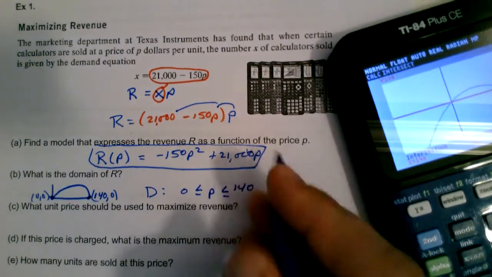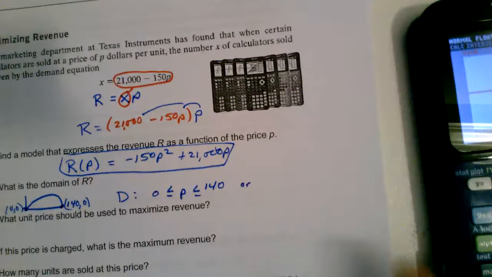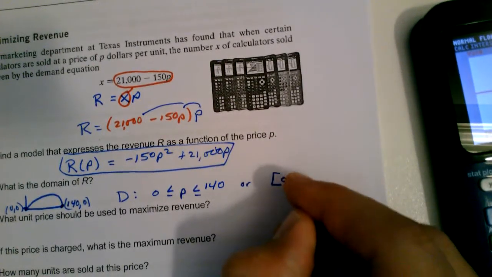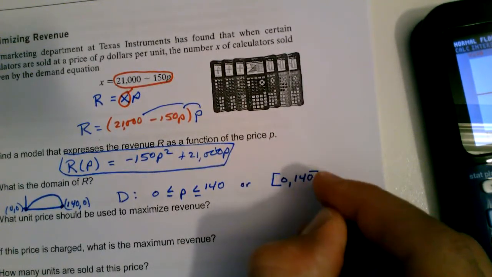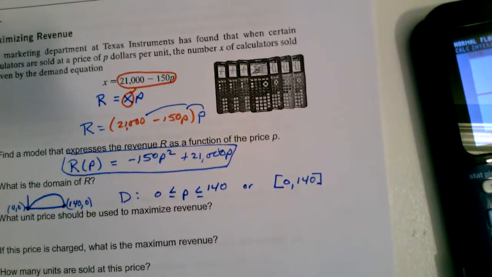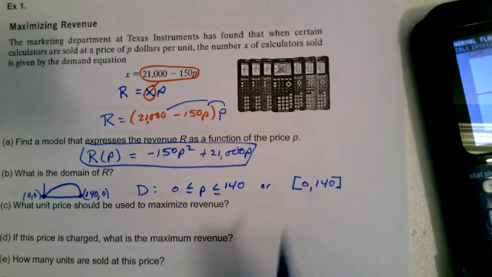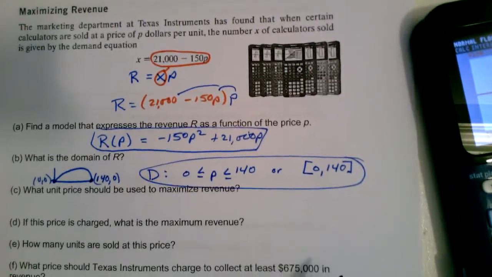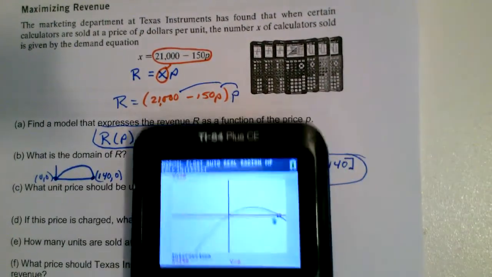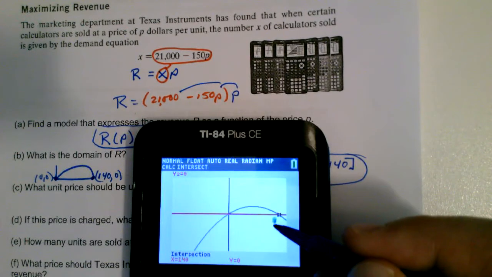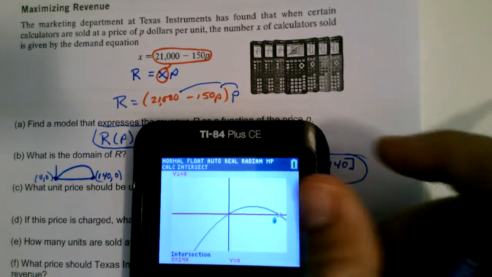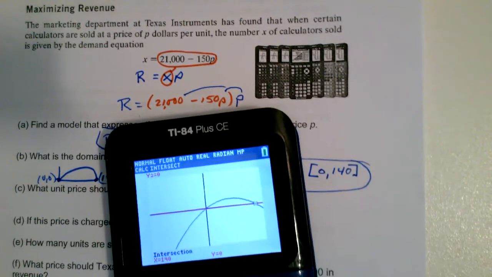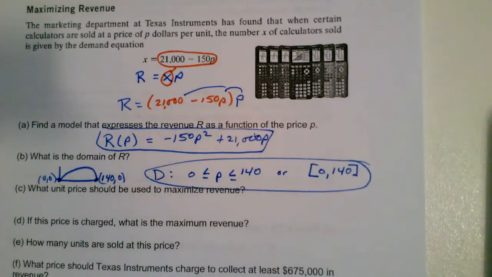Or I prefer interval notation. I prefer bracket 0 to 140 bracket. So either one of those. I like this one better. You just got to see what my math lab wants. So the only thing they care about is this hump. We don't care where our revenue is negative. We don't want negative revenue. That would be crazy. We at least want to know our break-even point for revenue. Okay, so far so good?